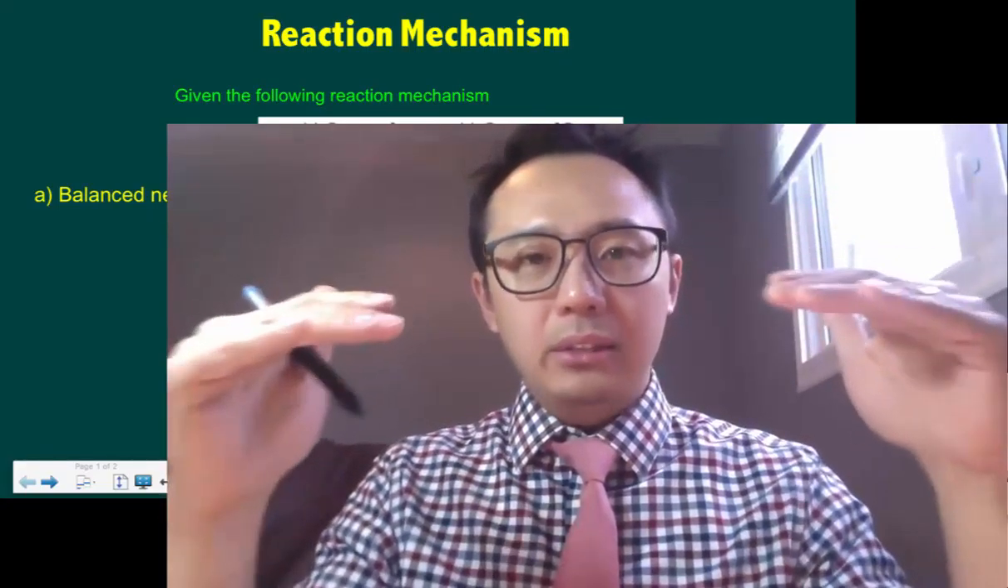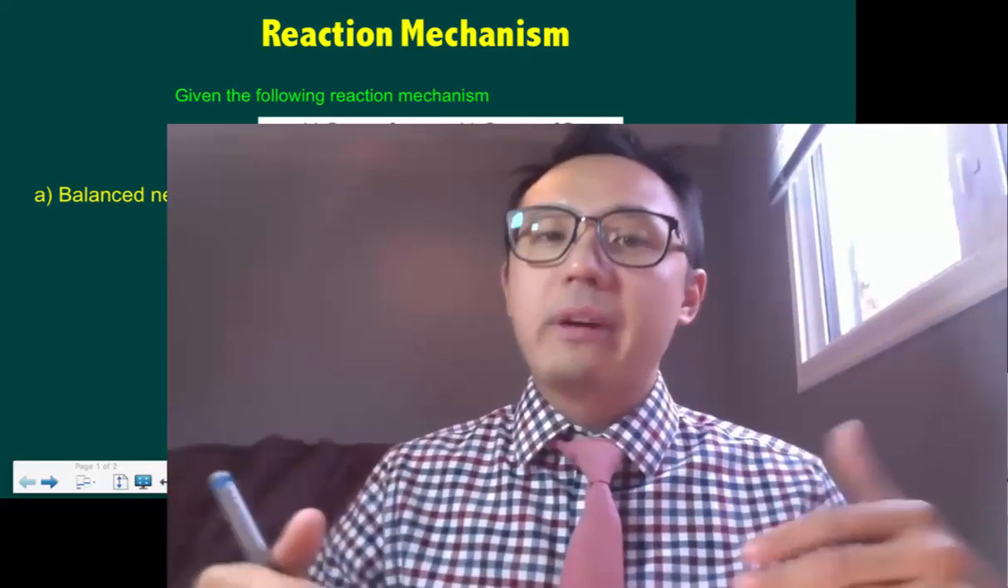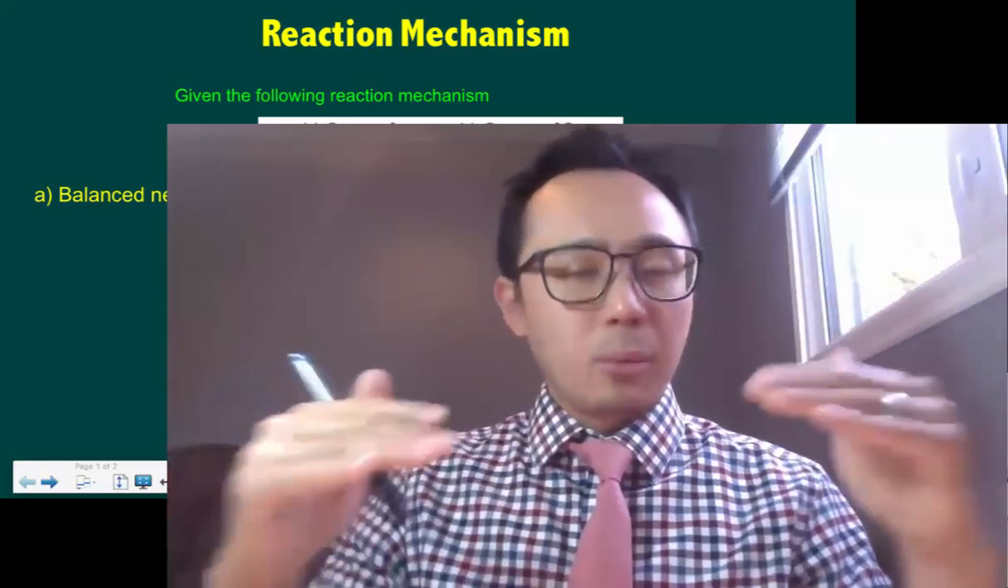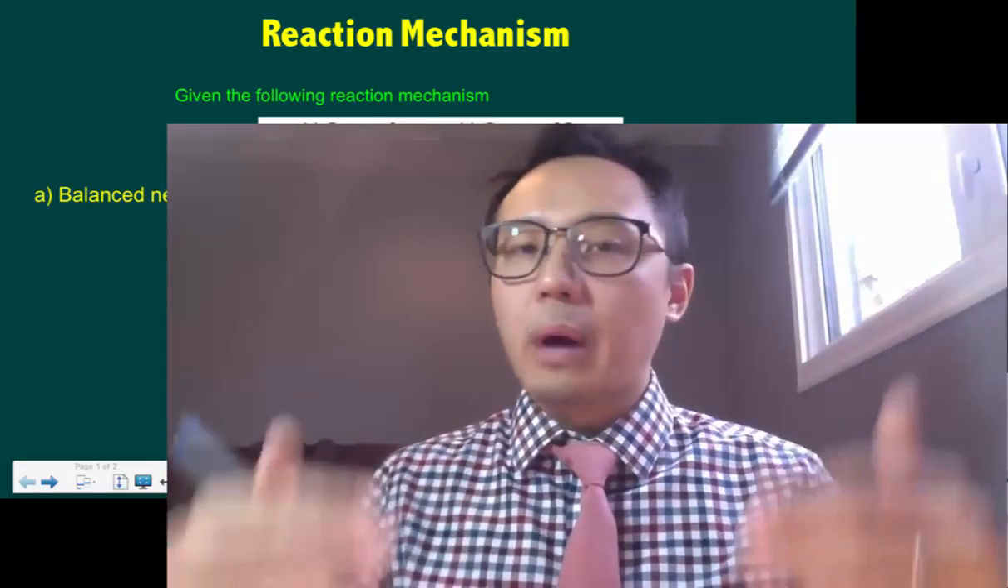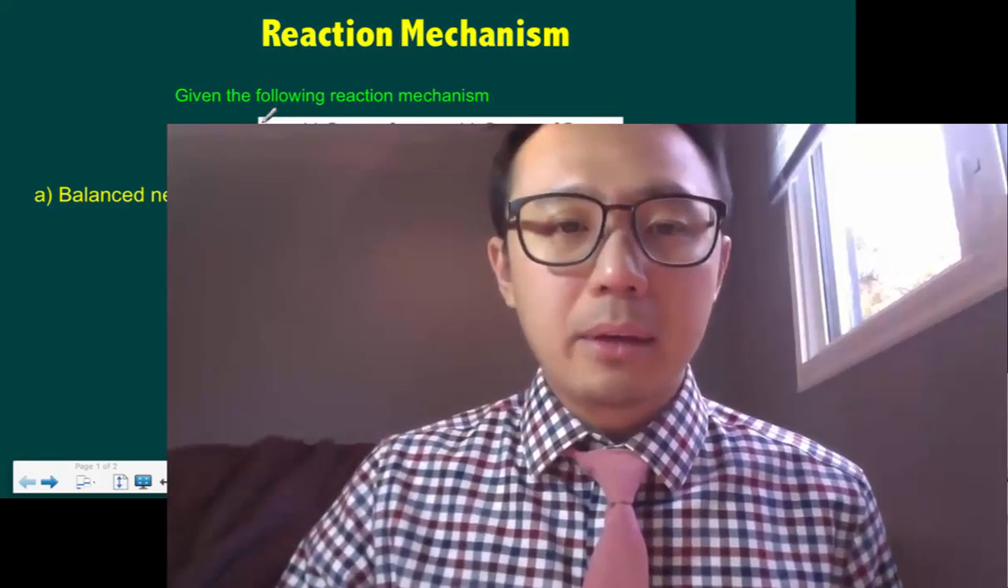And why we need to look at the different steps is because the different steps actually will affect the rate of reaction, because some steps will be really fast, some steps will be really slow. And we're going to look at how those will determine the rate of reaction. So for reaction mechanism, here's an example.